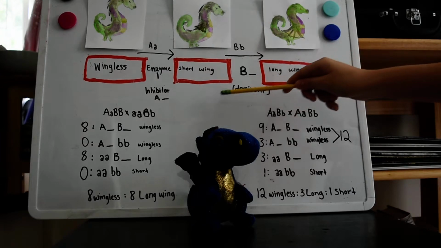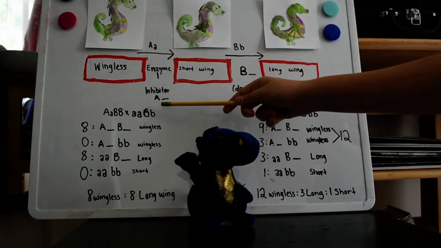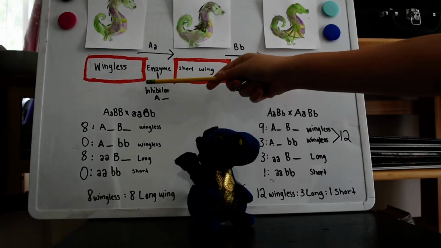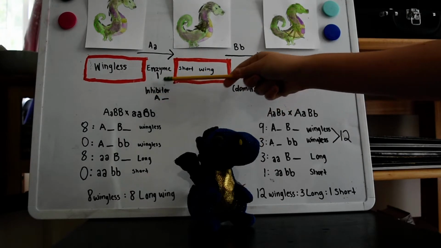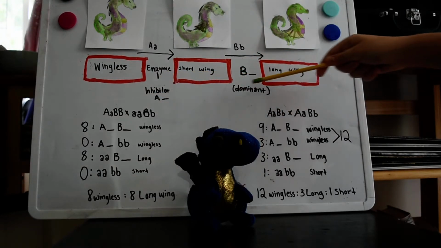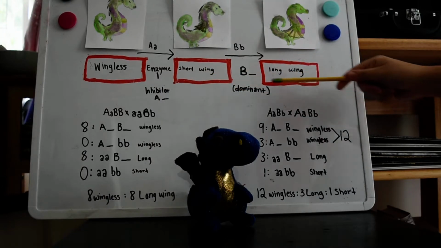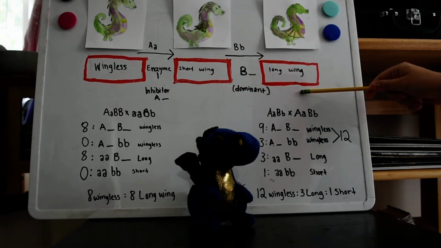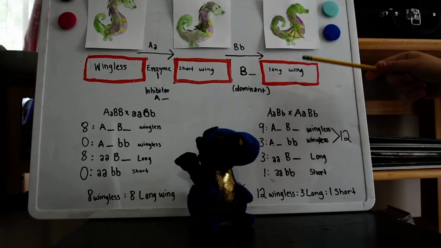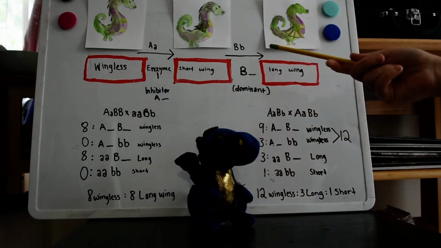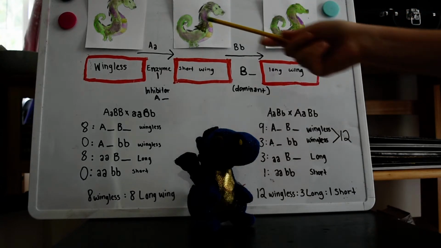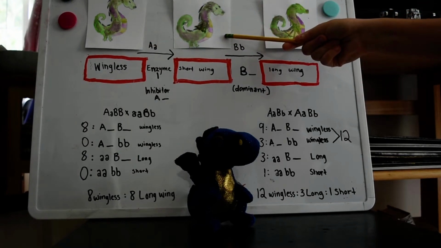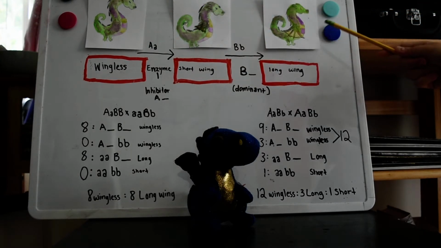little b. Because if an organism has the dominant allele here, or the inhibitor, then it's not going to be able to progress. It's not going to be able to show either of these two phenotypes. So, in this case, I'm going to be looking at dragons and their wing size. So we have wingless dragons, short-winged dragons, and long-winged dragons.